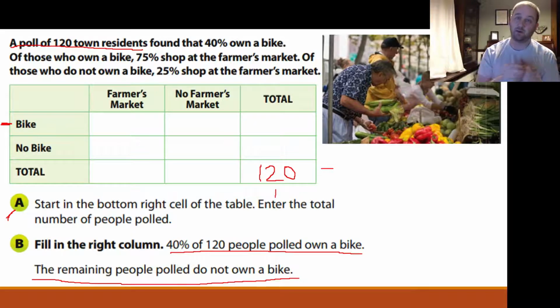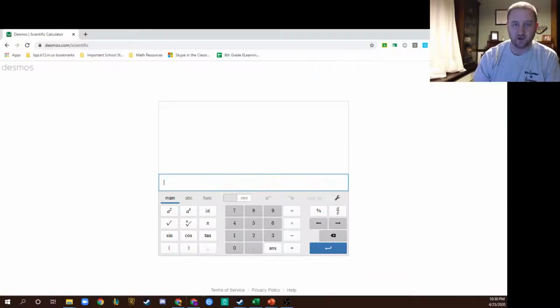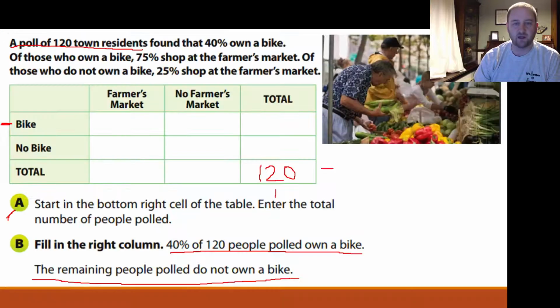Now some of you can probably do that in your head, right? You can probably see that 10% of 120 is 12. And then 40% is just 10% times 4, right? So 12 times 4, we can see, is 48. But if you can't do that in your head, you can just plug it in your calculator. Take 120 and multiply it times 0.40, and we get 48. So we're going to come back over here and plug 48 into the total number of people that have a bike from this poll.